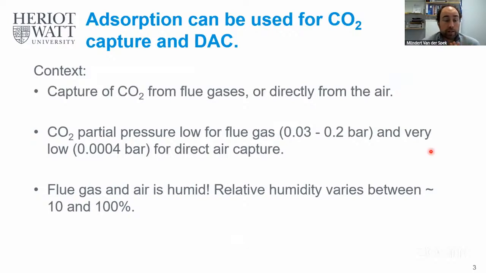So that's in the context of this lecture, right? We capture the CO2 either from flue gases or directly from the air. The CO2 partial pressure is quite low for flue gas, so we're talking about 0.03 to roughly 0.2, maybe 0.25 bar. And if we're talking about direct air capture, then we're talking about very low partial pressure, about 4 to the power minus 4 bar. So, that's difficult to capture.